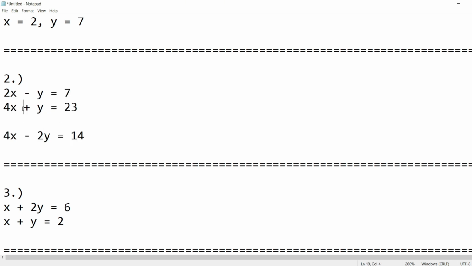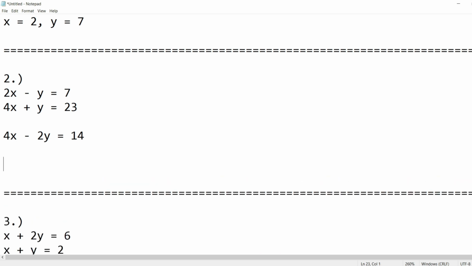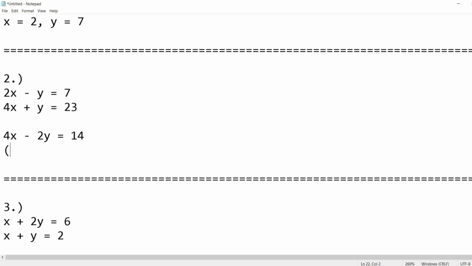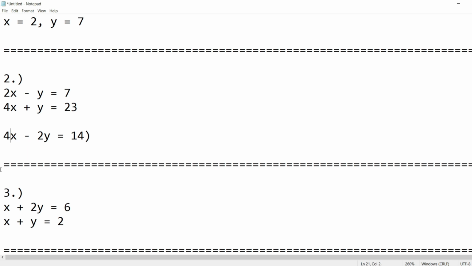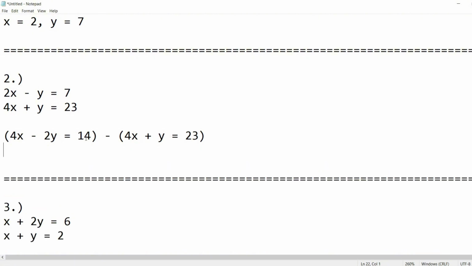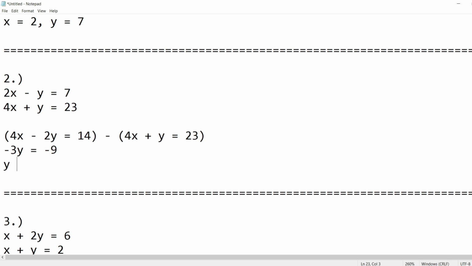The reason why we did that is because now the coefficient of x is the same in the top equation as in the bottom equation. So now we can subtract one equation from the other. So let's do 4x minus 2y equals 14, which is the top equation multiplied by 2. Let's subtract 4x plus y equals 23. When we do that, we're going to get rid of the 4x, and we're going to get minus 3y equals, what is this? We're subtracting 23, equals negative 9. So if negative 3y equals negative 9, divide both sides by negative 3, and we obtain y equals 3.